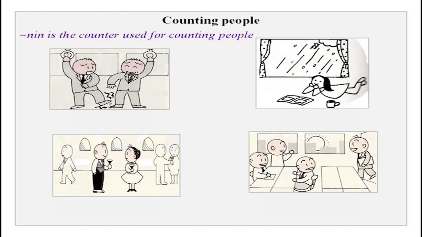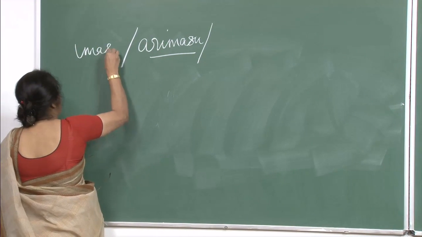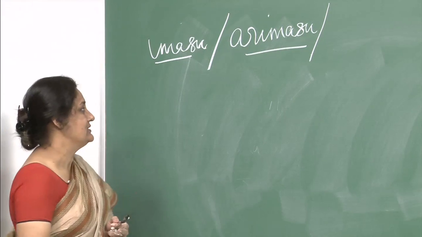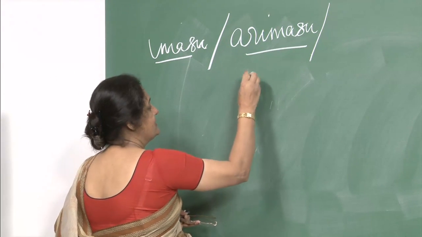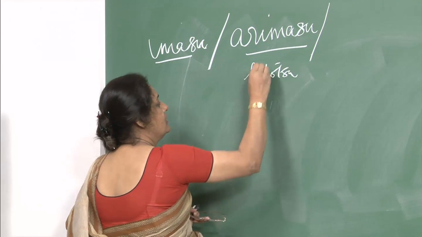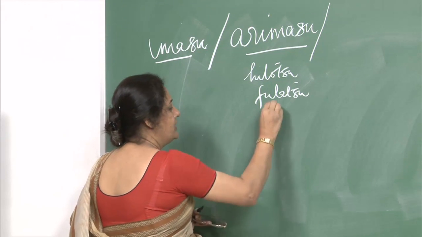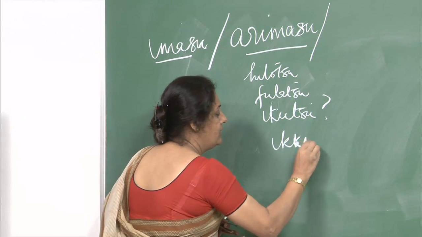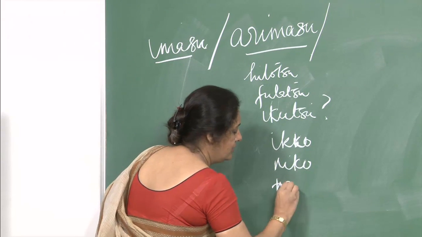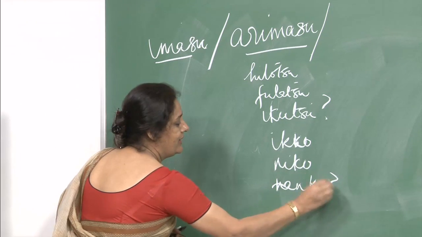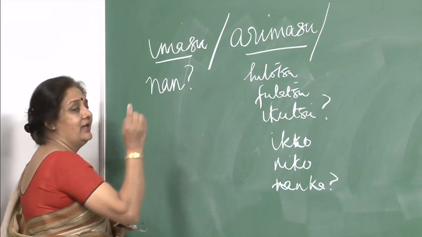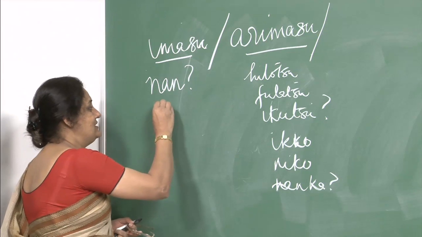Now, you have done imasu and arimasu. Imasu and arimasu. You understand this very clearly. Imasu is for living and arimasu is for non-living things. Now, you have done counting over here as hitotsu, futatsu, or ikutsu, which is how many, and so on, or ikko, niko, or nanko, okay, for how many. Now, over here, how will you count people? So, nan is a question word anyway, and what will you add after nan? Well, for people it is nin.